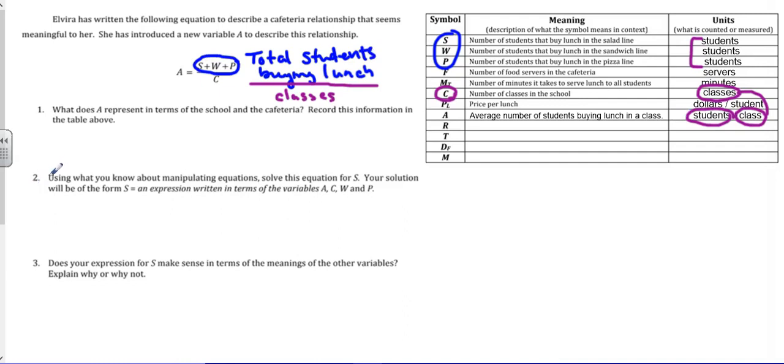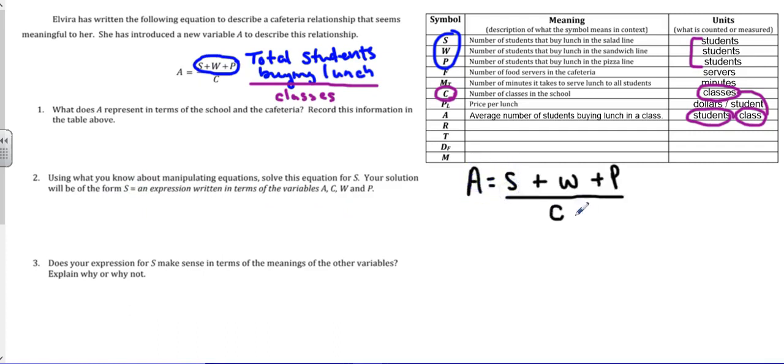Now, the question is asking us to use what we know about manipulating equations to solve this equation for S. Your solution will be in the form S equals an expression written in terms of the variables A, C, W, and P. So our answer is going to have these variables S, A, C, W, and P. This is called a literal equation, when we have multiple variables and we need to rearrange or manipulate them using our algebraic properties. First thing I'm going to do here to manipulate this equation to isolate S, or get S by itself, I'm just going to rewrite the equation to give myself a little bit of room.